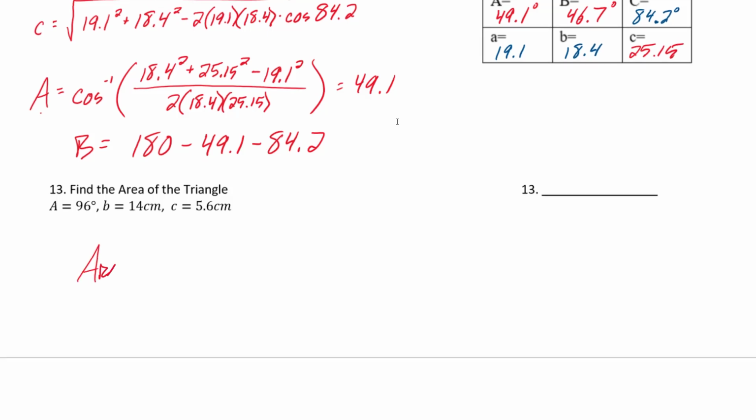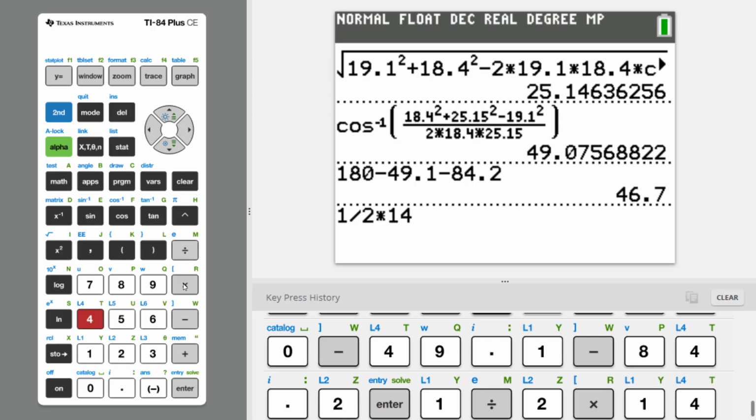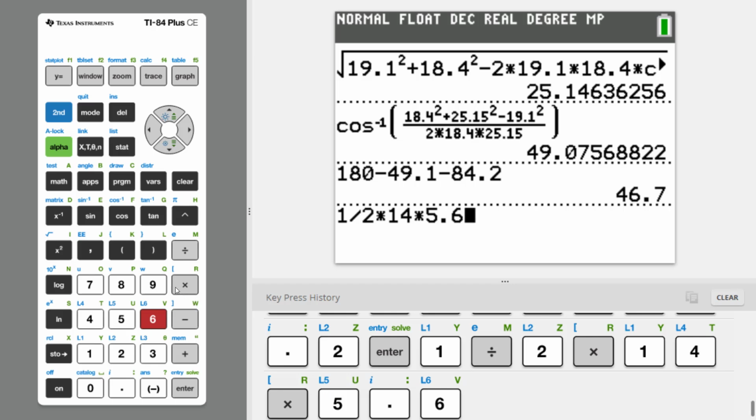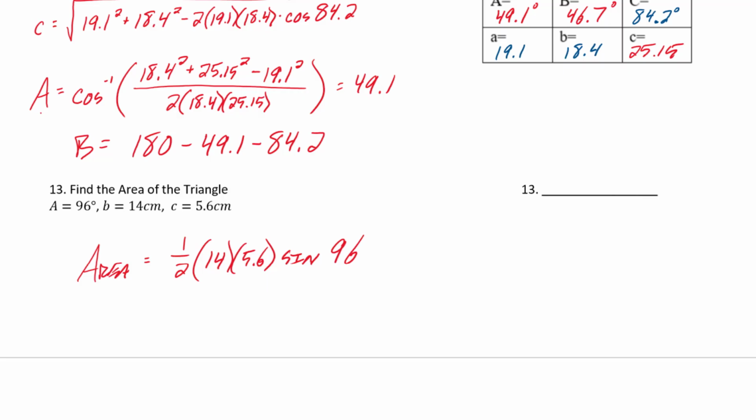So the area for this one, since I had the letter A, I'll just use the word. So it'd be 1/2 my two sides, 14 and 5.6, multiplied with sine of the angle, which is 96. So at this point, let's bring that calculator back up one more time, and we get the 1 divided by 2, or you could even just write that as 0.5 times 14 times 5.6 times, and then sine of 96, and we get a value of 38.98. So I'm going to just round that up to 39 square units.